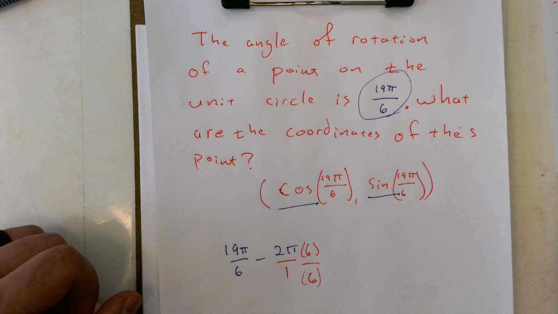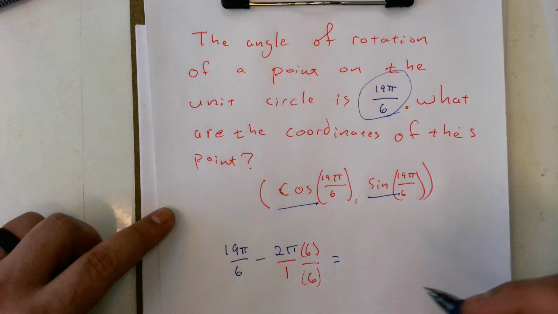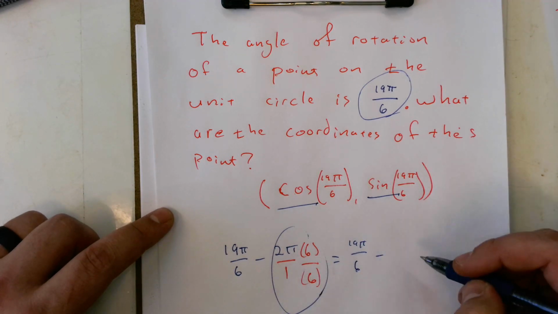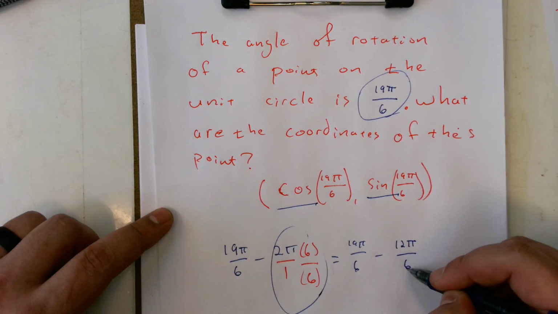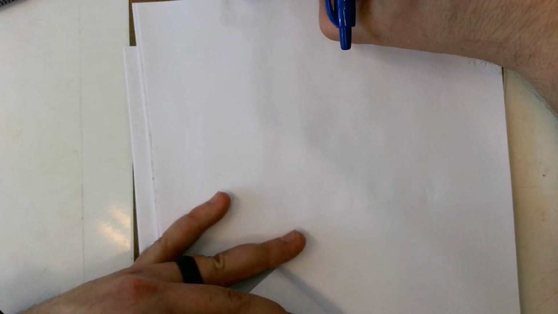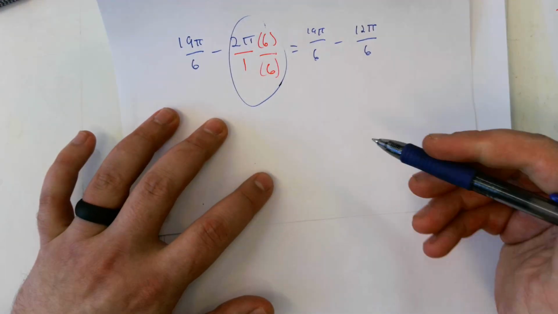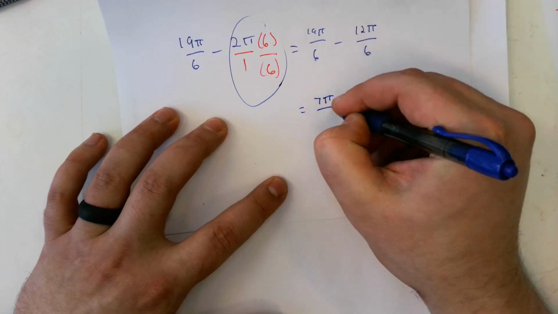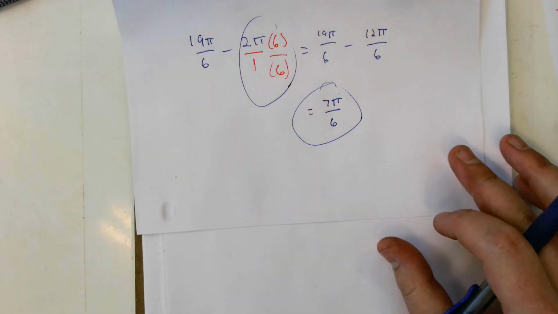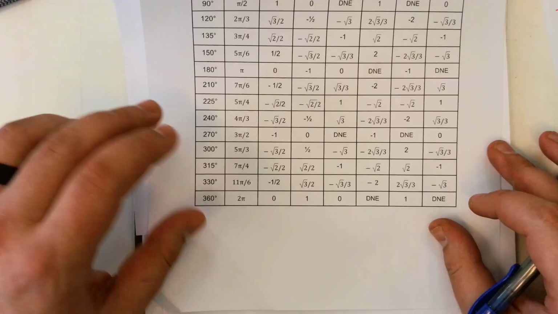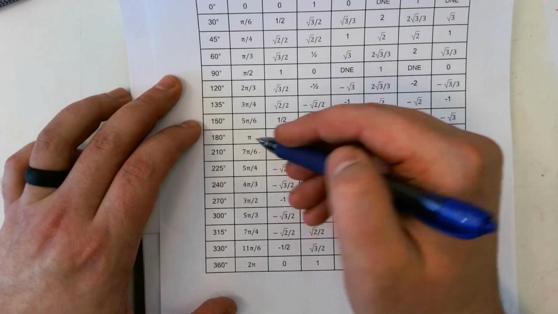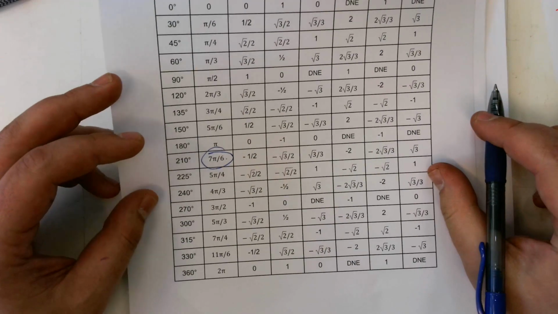Anyways. So, now what does this look like? Let's only focus on this for right meow. 19 pi over 6, that doesn't change. This becomes 12 pi over 6. Notice in your head that this is still 2 pi. Now 19 pi minus 12 pi is 7 pi over 6. Right? So now 7 pi over 6. Is that on my table of all values? Bingo! 7 pi over 6.